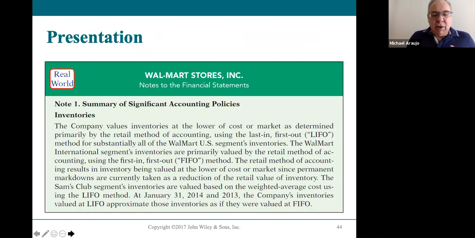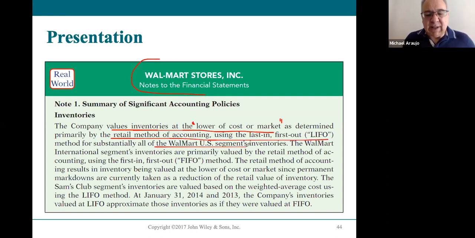Okay. So here are some notes from Walmart's financial statement. And here they tell you that they actually value their inventory at what we're going to be learning about today, the lower of cost or market basis. Okay, so we're going to be learning about this. And they also use LIFO for all of their US store inventory. Okay. So they disclose these things in the financial statements.